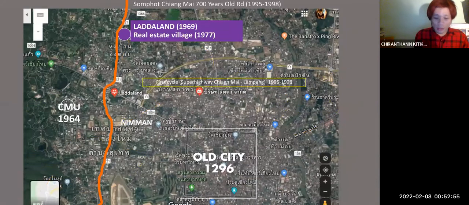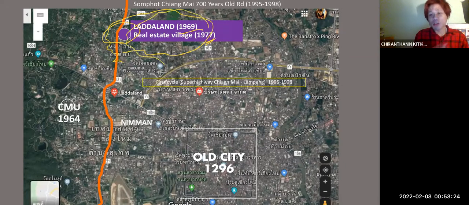This is where the purple circle is, this is Ladda Land, which was established in 1969 and became the real estate village in 1977, which goes back to the graph that I showed you. This is the increasing economic growth in Thailand. But not just that, in 1998, the economy ran down, and Ladda Land could not survive it, and it became like the ghost village of the storyteller.